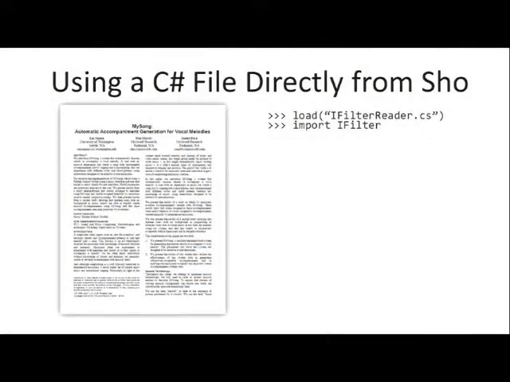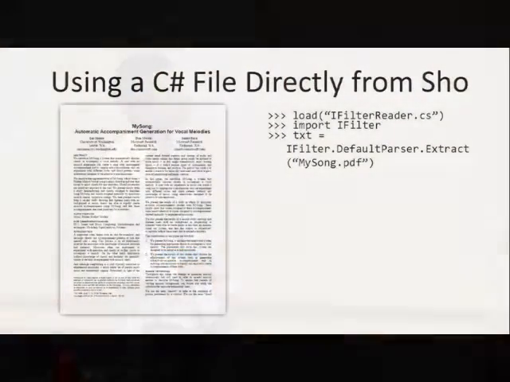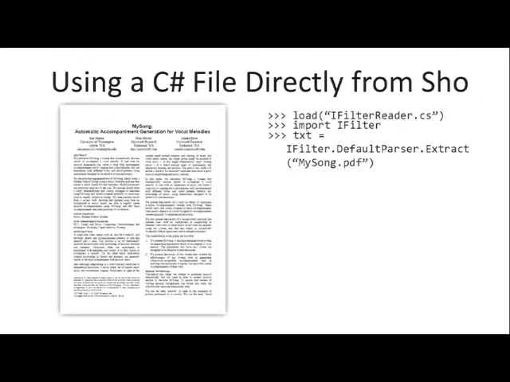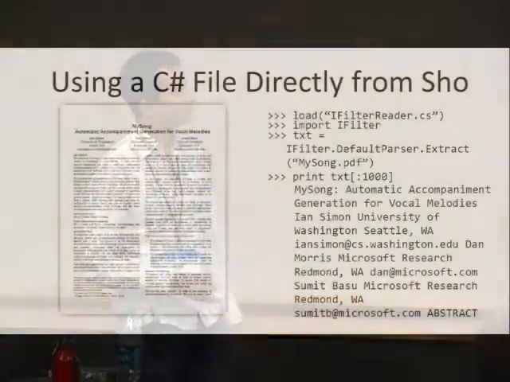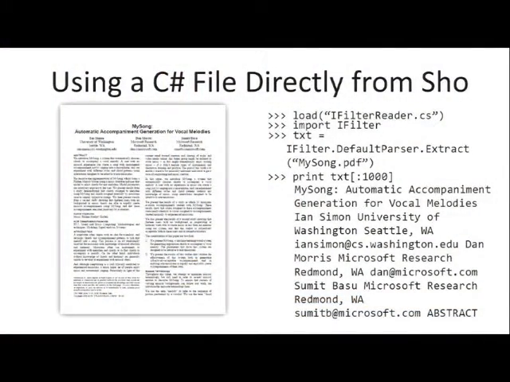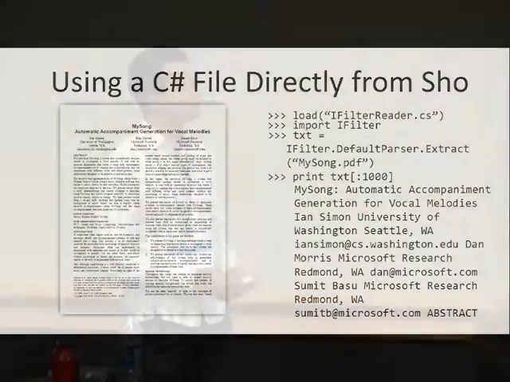So I just took the C# file, I loaded it, and then I tabbed around a bit to find what the namespaces were, and I pulled in this ifilter namespace, and there was only one class in there, ifilter.default parser, and it had this method called extract. So I just tried running that on a PDF file and printing what I got back, and that was it. It was a very, very low effort way for me to not only leverage this library that somebody else had written to do the ifiltering stuff, but also this piece of code my colleague had written, pulling that in and using it with a minimum of hassle and extra effort.